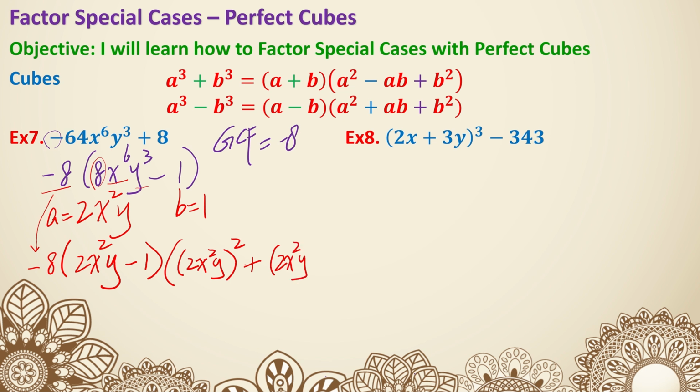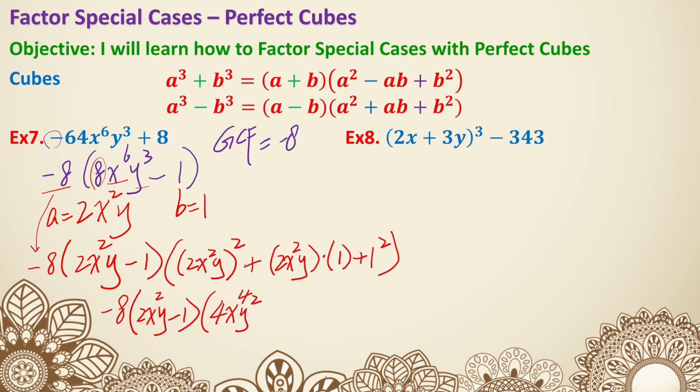And then the second sign is opposite, so it's a plus now. 2x squared y times the 1. On the end is just a 1 squared. Okay, let's simplify. -8 stays in the front. 2x squared y minus 1 there. And then 2x squared y, squaring the whole thing, it is a 4x to the 4th power y squared. And then we have a plus 2x squared y and a plus 1 on the end. There you go. That's example 7.